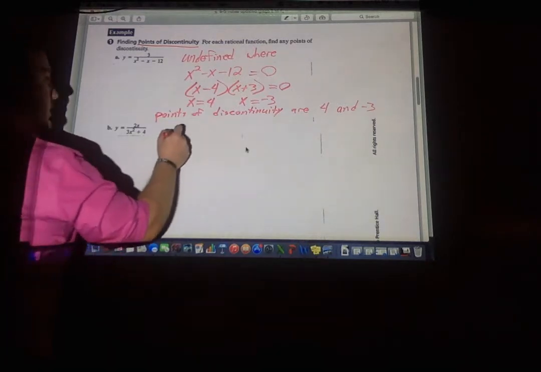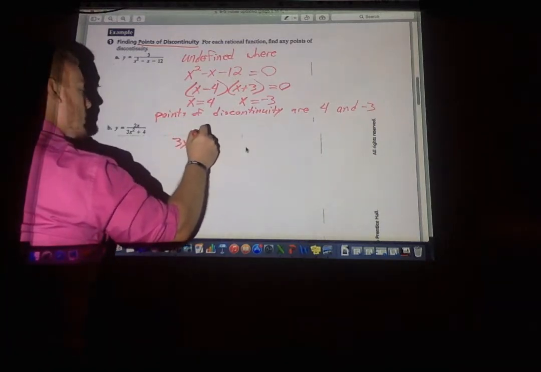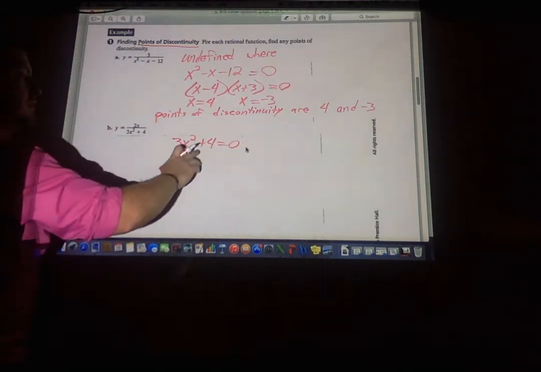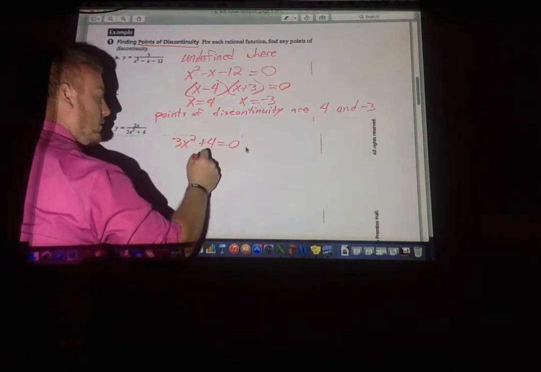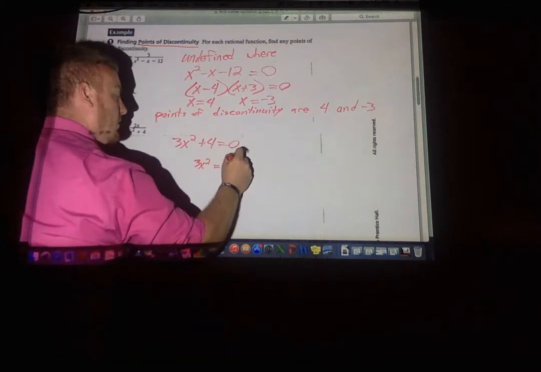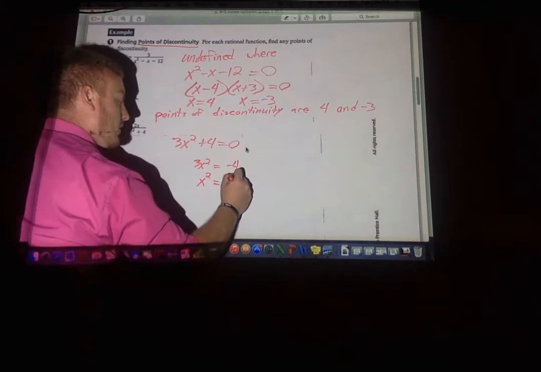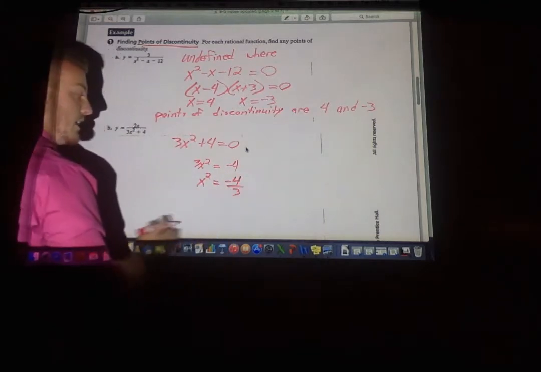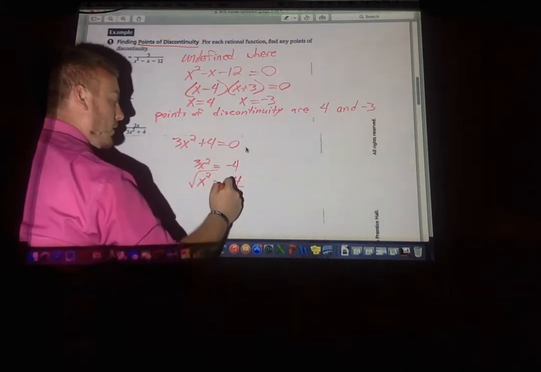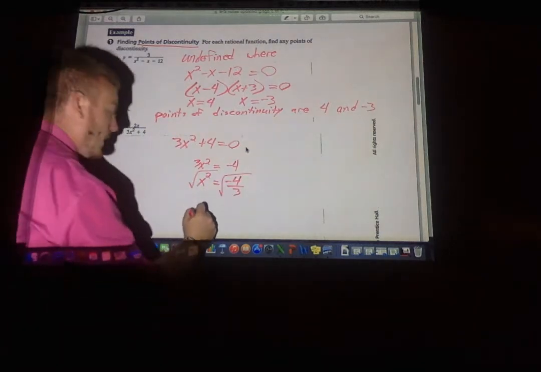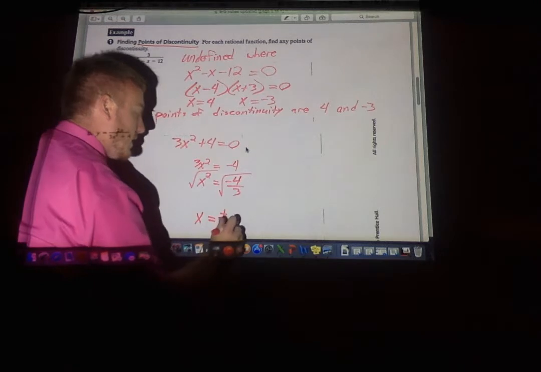Where is the denominator equal to 0? 2x squared plus 4 equals 0. Ooh, this one I don't even have to factor. This one I can just solve for x squared. So I got 3x squared equals negative 4. Divide by 3. X squared is equal to negative 4 over 3. Now to get rid of this square, we take the square root of both sides. Taking the square root, we get x is equal to plus or minus.